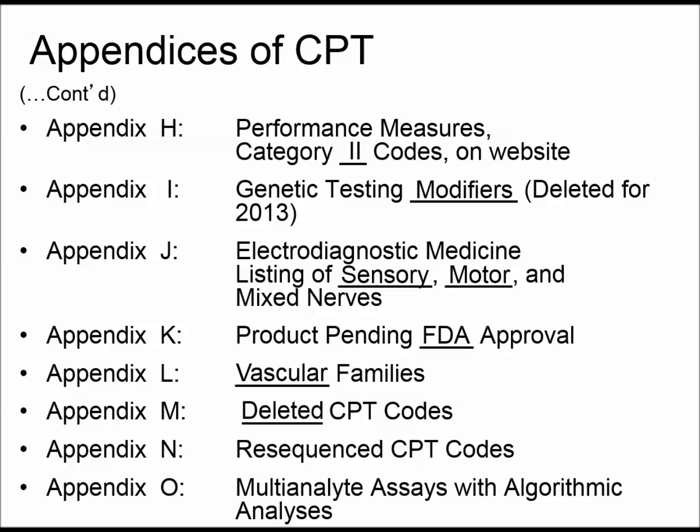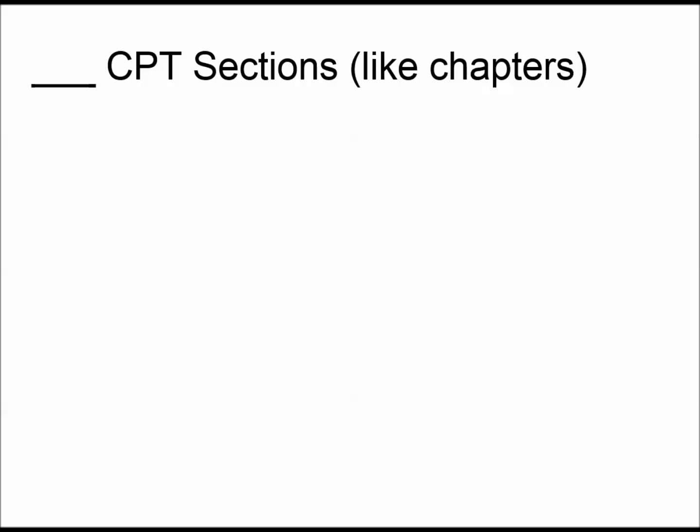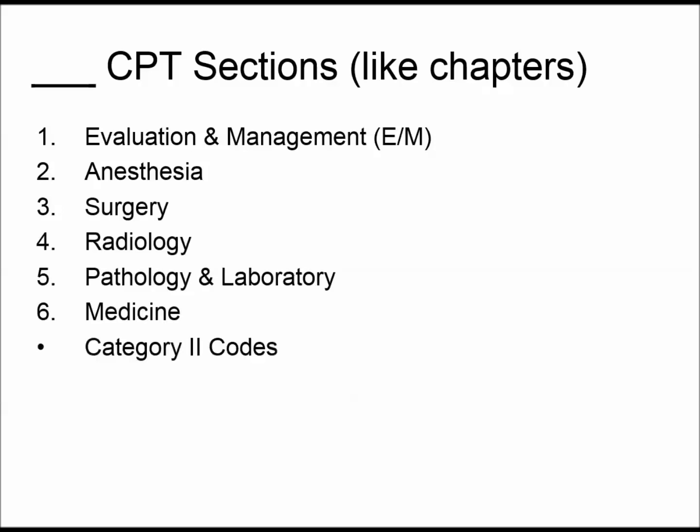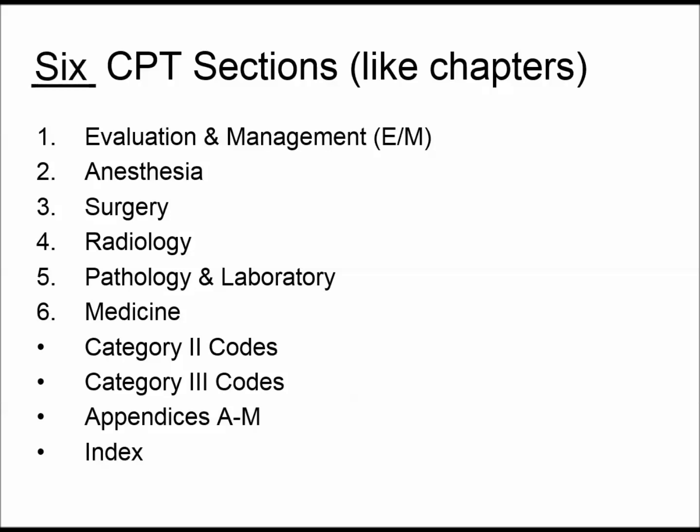Now, Appendix M would be any codes that have been deleted. N is for resequenced, and then your O is your multi-analyte assays. That's more like for oncology. Now, like I said, CPT has 6 sections, and they're like chapters. The first one is evaluation and management. It is the first one listed because, as I told you earlier, it is used more frequently than any other, and it begins with the 99201 series. Number 2 is anesthesia. Number 3 is surgery, and surgery is the largest section in the CPT. Pathology and laboratory medicine, category 2, category 3, then your appendices, and then of course the index would be the last one.